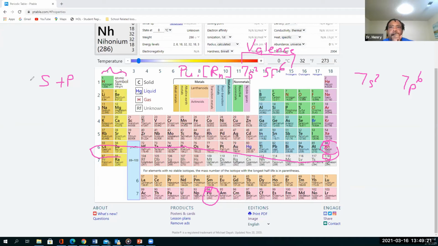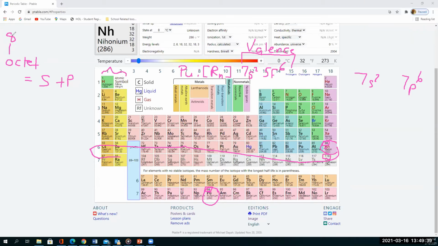So when we're talking about octet, we're talking about the S and the P. Okay. Octet meaning 8. And we're going to talk about what that means here in a second. So we got the 8 valence electrons because we added the S2 and the P6 together, those electrons. Is that right? Yes, we have a total of 8, because there's 2 here and there's 6 here.